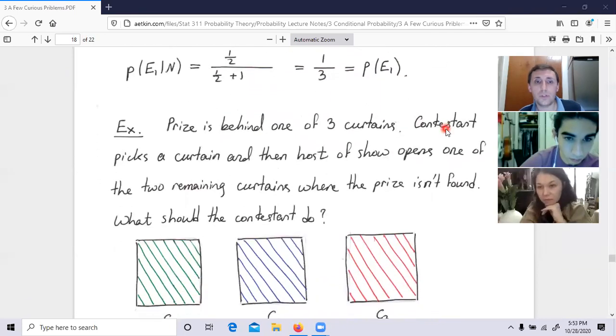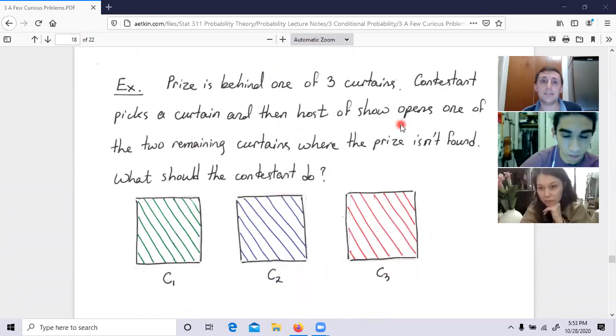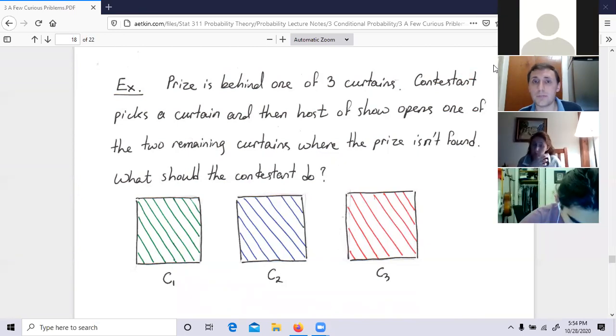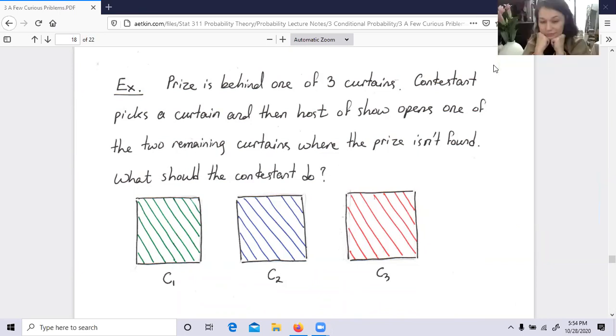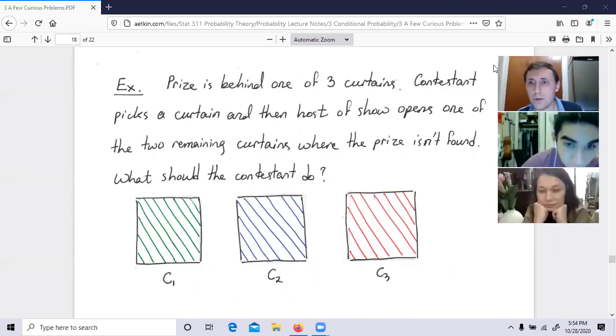This one, I'm sure you know. The prize is behind one of three curtains. The contestant picks a curtain and then the host of the show opens one of the two remaining curtains where the prize isn't found. What should the contestant do? You understand? So you pick one of the curtains. The prize was initially randomly placed behind one of them. The others contain no prize. You see that it's really similar to the prisoner thing, right? And now the question is, what should you do? Should you stay with your choice or should you switch?